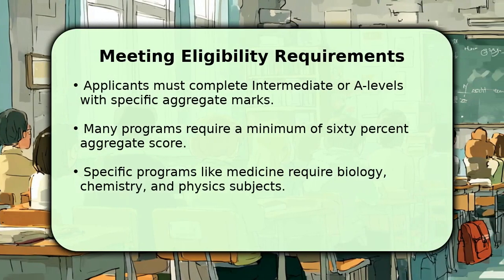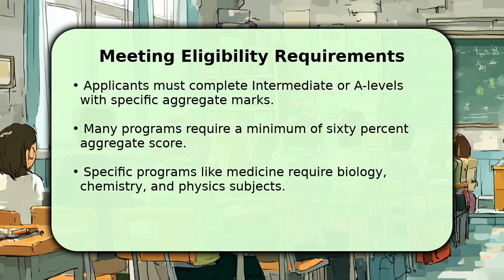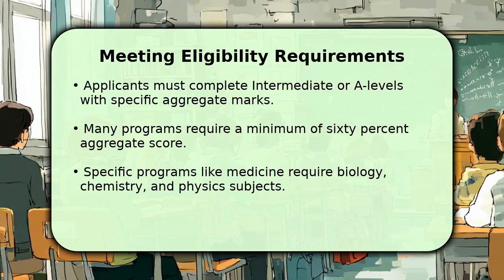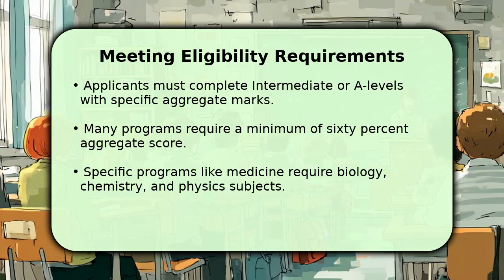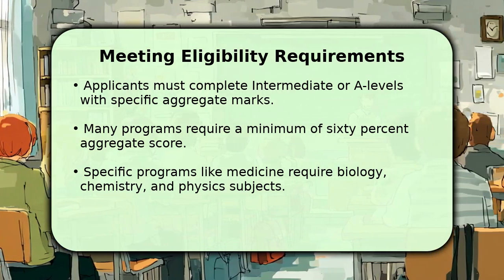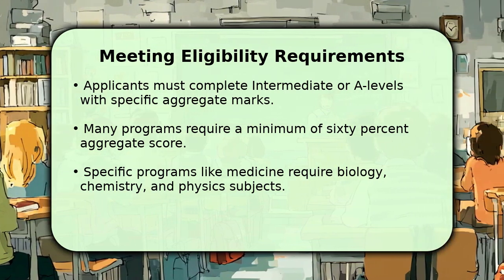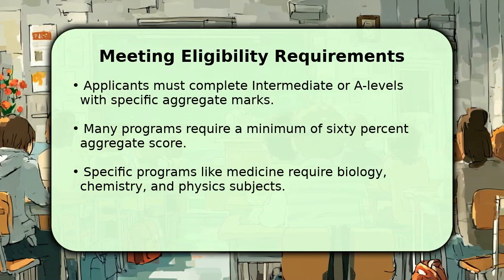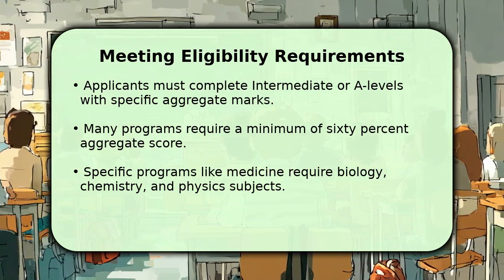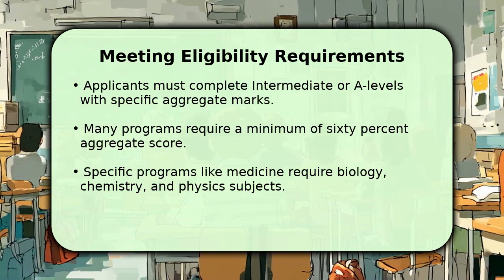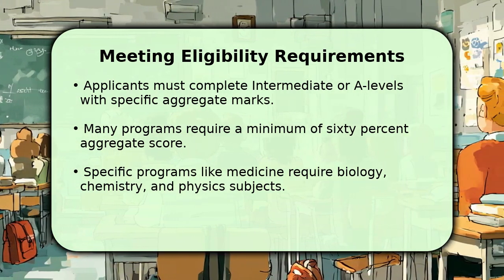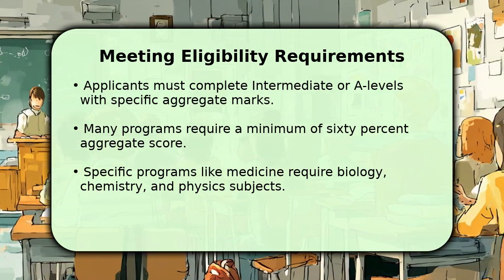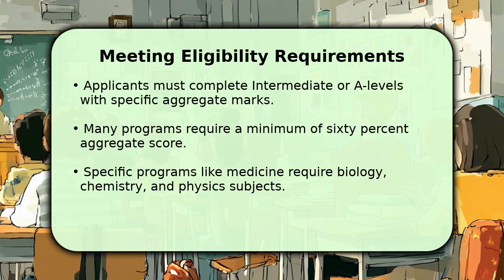Meeting eligibility criteria is your first essential step. Applicants typically need to have completed their intermediate or A-levels with a minimum of 60% aggregate marks. For specific programs, such as medicine or dentistry, additional subject requirements like biology, chemistry, and physics are mandatory. Ensure you meet these foundational academic prerequisites, as they are non-negotiable for securing your spot. Always review the exact requirements for your chosen faculty on the university's official website before applying.